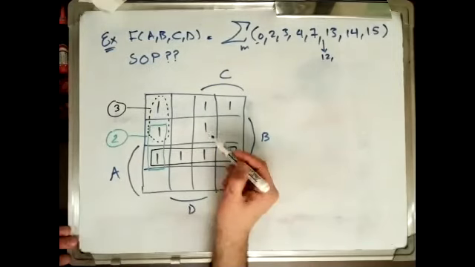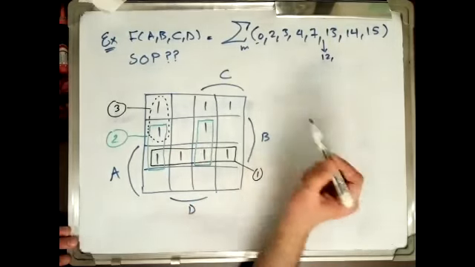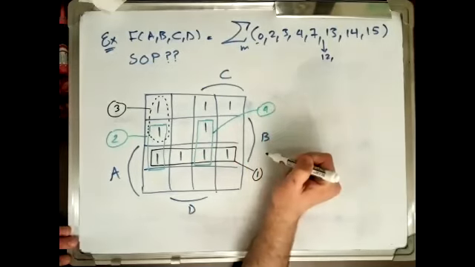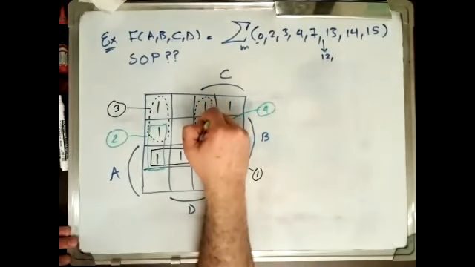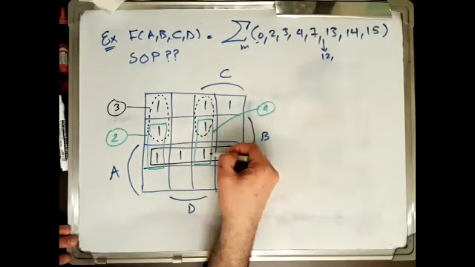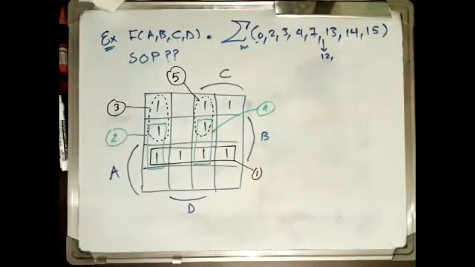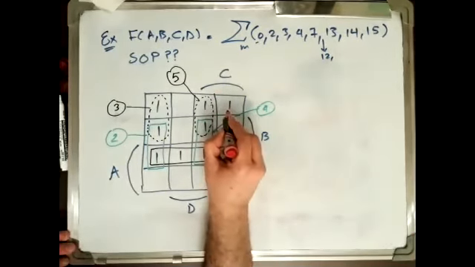Same thing here. For this min term, it is adjacent to this square, so we can combine it with this one. So this is number four. Also, we have the same idea with this prime implicant. This one could be covered by this prime implicant, which is number four, or by this prime implicant, which is number five. What else? For this one, we have two choices, right? We can combine it with this one.